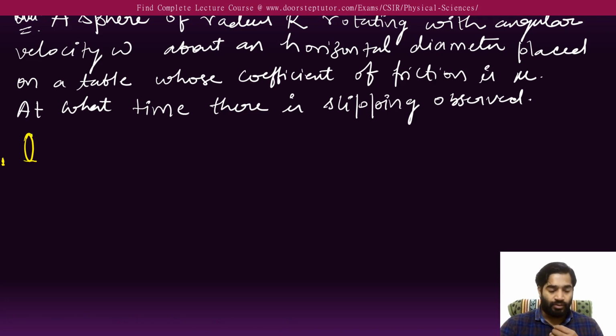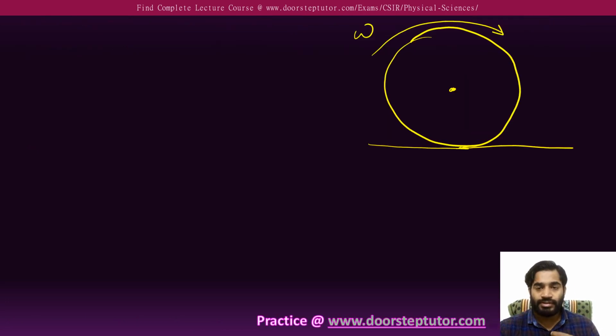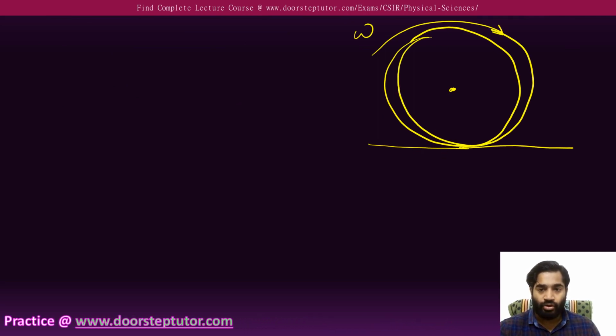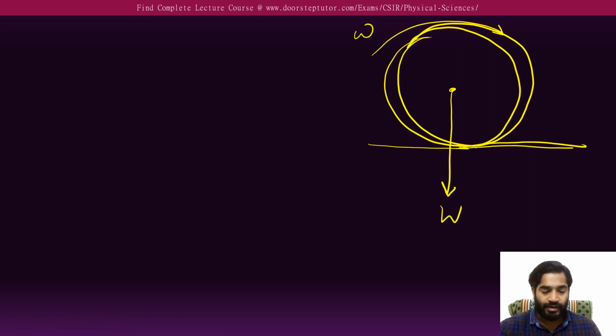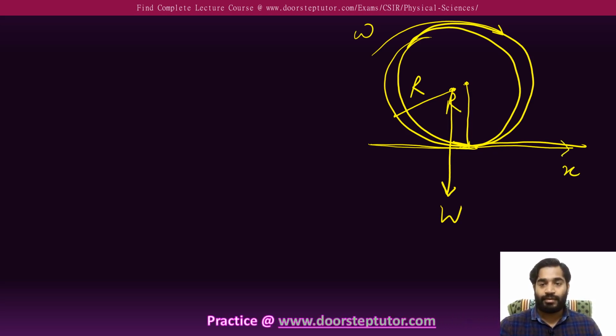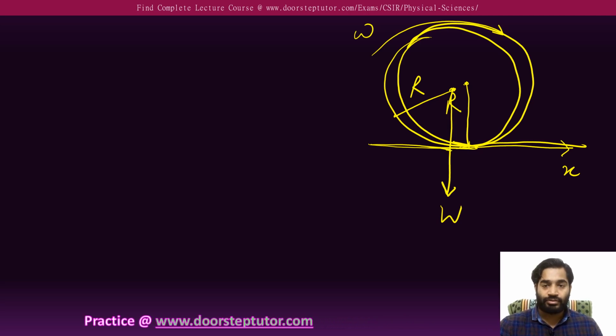Okay. Now what to do? This is the sphere having some weight. Since it has weight, the weight W is always downward, and the radius of the sphere is r. It is moving toward the x-axis, which is along the table, and there is some friction. Due to that friction there is a frictional force, and that frictional force is in this direction.